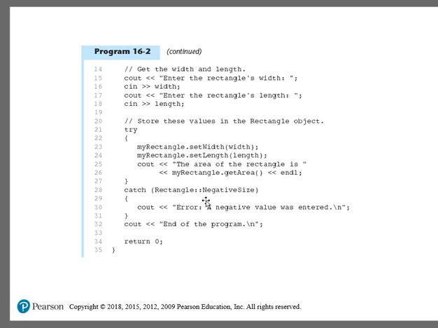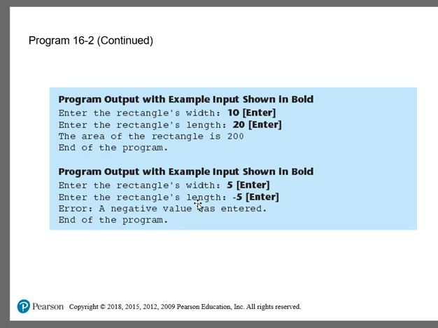Here is the catch for the negative size, and it just outputs "error, a negative value was entered." So it looks for this negative size, Rectangle::NegativeSize, and that's what the error is being thrown. And so when we throw that error, it's going to look for this negative size, and then it's going to print this error message. And that's what the output would look like.